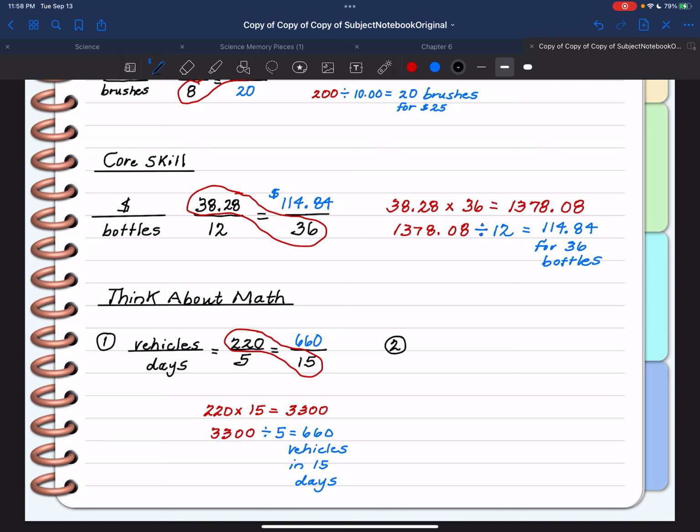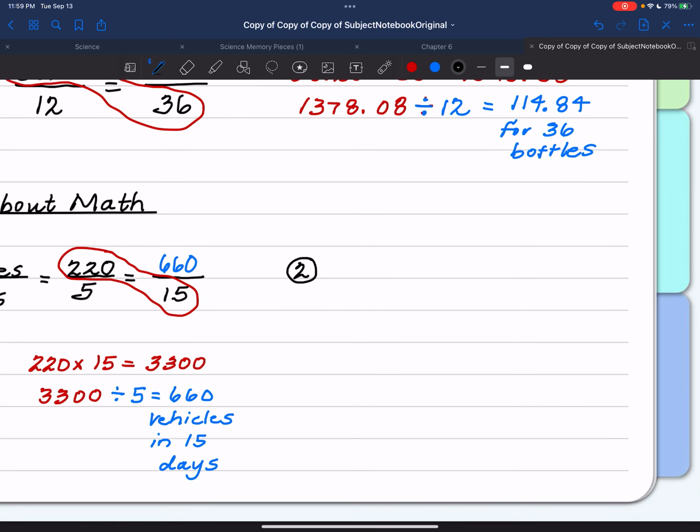And number 2. A car company pays $112.40 for 8 door handles. How much will they pay for 24 door handles? So the first thing we should be looking for is what? The words. Dollars per handles. $112.40 for 8 door handles. We want to know about 24 door handles.